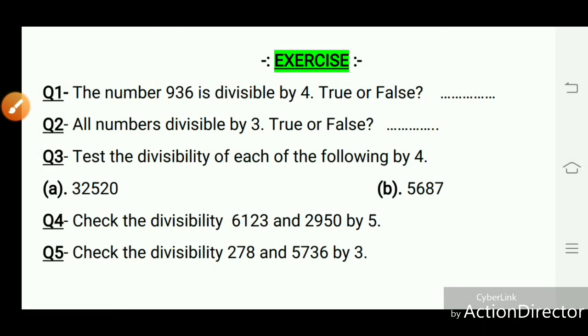In this exercise, I give some questions related to our discussion and related to divisibility rules. So you will do all these questions in your homework.